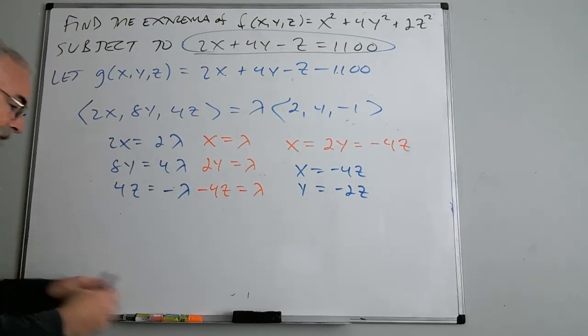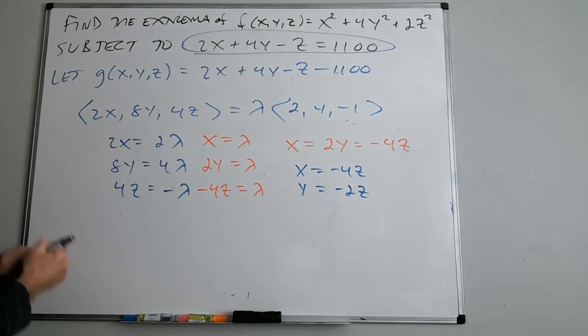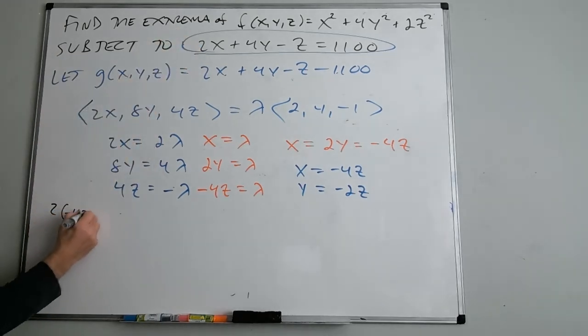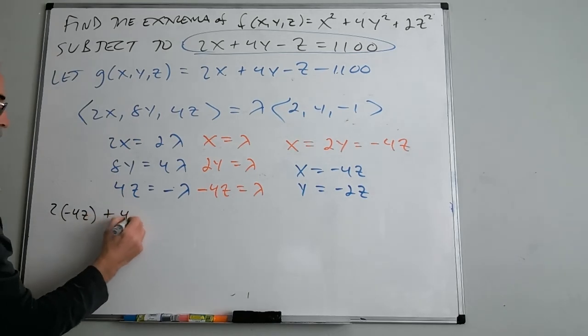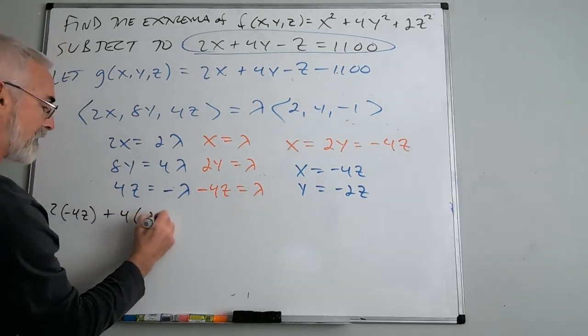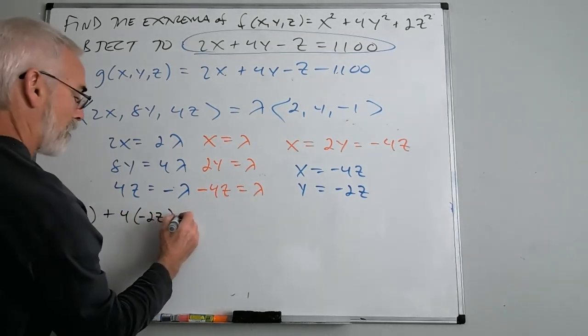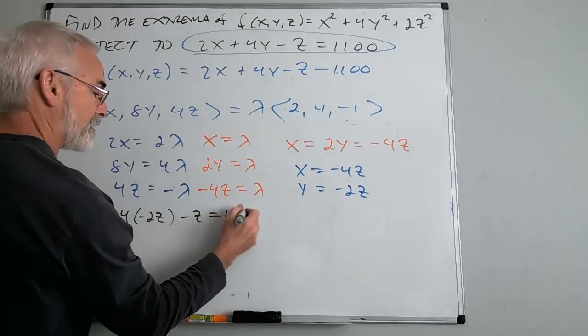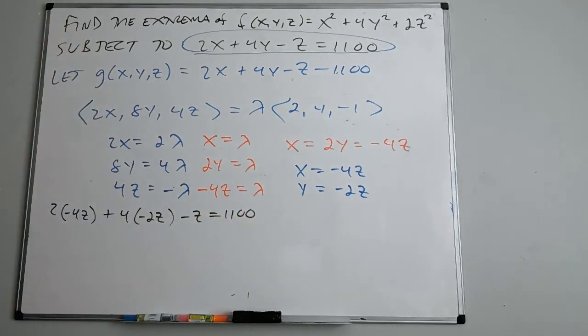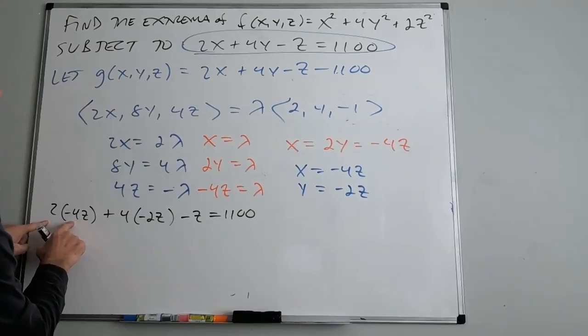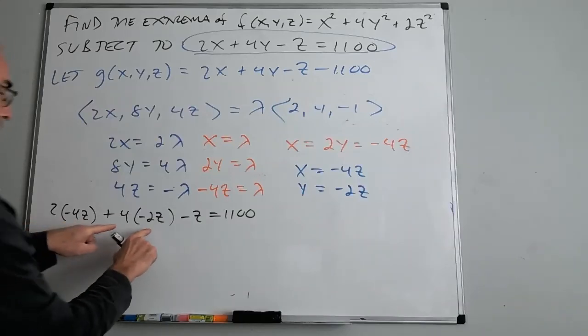So let's put those numbers in. I'd have 2 times negative 4z plus 4 times negative 2z minus z equals 1100. So what does that give us? If I didn't totally mess this up. So 2 times, and where's x? X is negative 4z. Yes, so that's negative 8z.